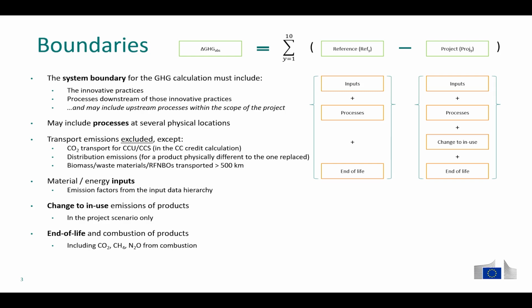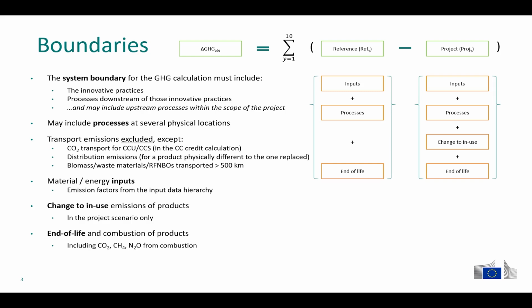Transport emissions are generally excluded from the calculation, with a few exceptions. Carbon dioxide transport for CCU or CCS must be included, and that falls under the carbon capture credit calculation. Distribution emissions for a product which is physically different to the one that it replaces. So an example would be hydrogen used in transport replacing diesel or gasoline is a physically different product, so distribution emissions would have to be considered. We also have biomass or waste materials and residues that have been transported for more than 500 kilometres. It is required that you consider transport emissions for those as well.